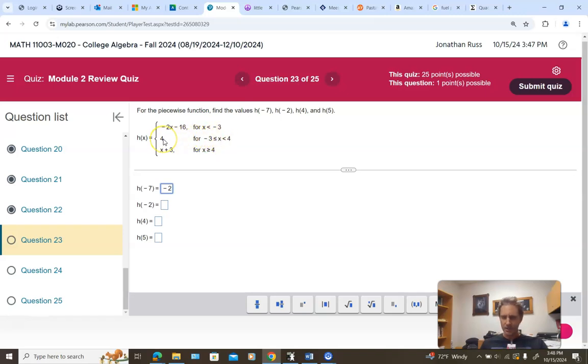And then -2 is in this second interval right here. So there's no x to plug in for this piece. This is a constant piece. It's just 4. And then for the value 4 itself, you're going to use this third piece for values of x that are greater than or equal to 4. So you plug a 4 in, and 4 plus 3 is 7. And finally, you'll use that last piece for 5 as well. 5 plus 3 is going to be 8. Okay.